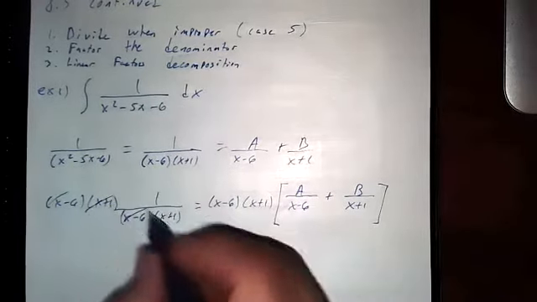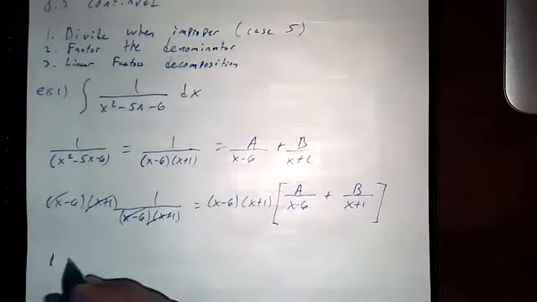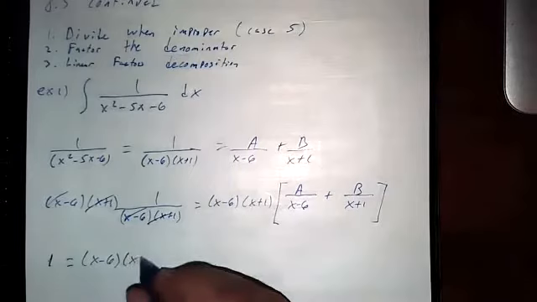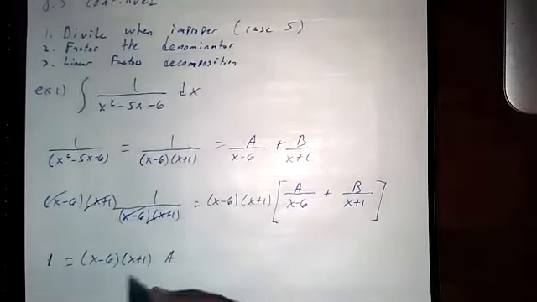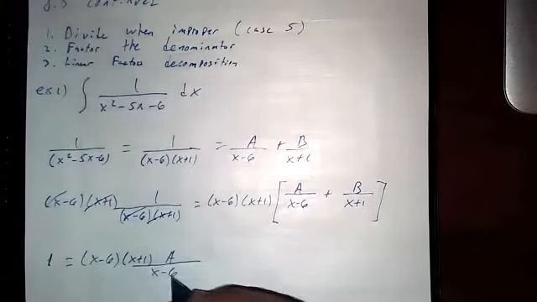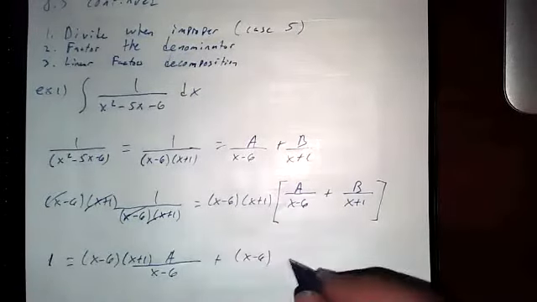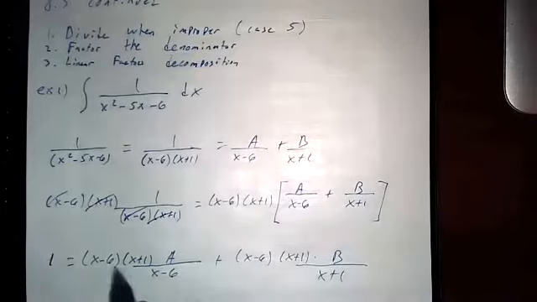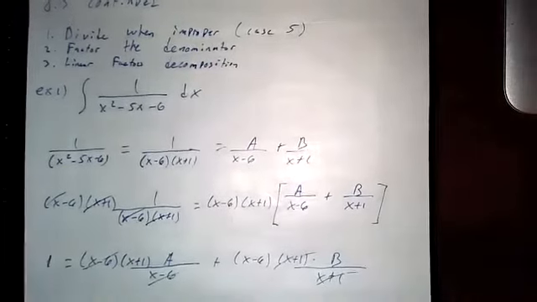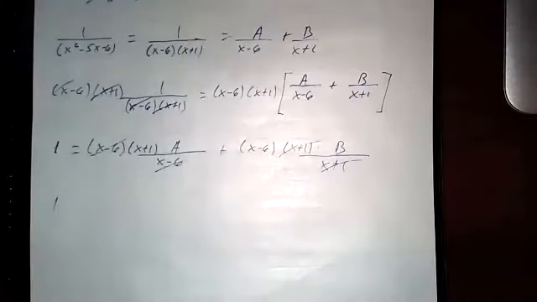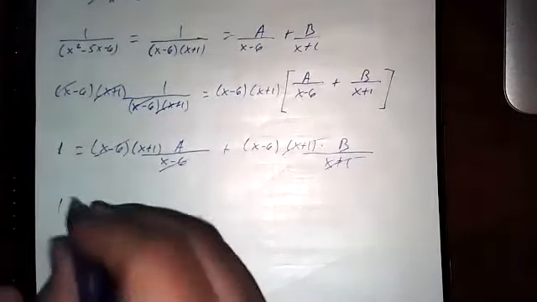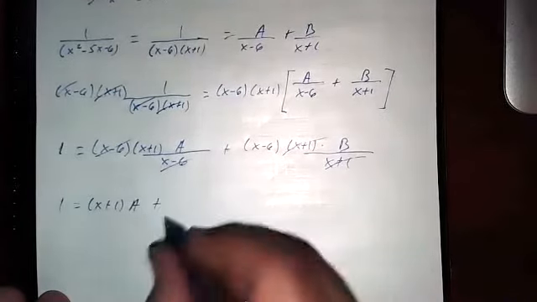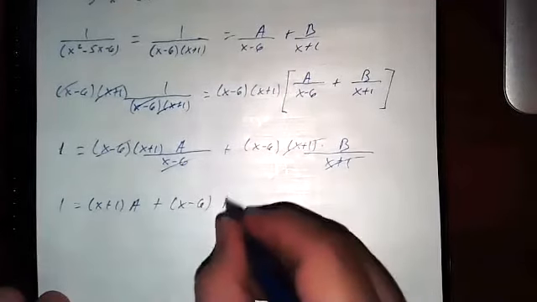So these will cancel, leaving me with the number 1 equal to x minus 6, x plus 1, x minus 6 plus x minus 6 times x plus 1 times b over x plus 1. So these fractions are now gone, leaving me with 1 is equal to x plus 1 times a plus x minus 6 times b.